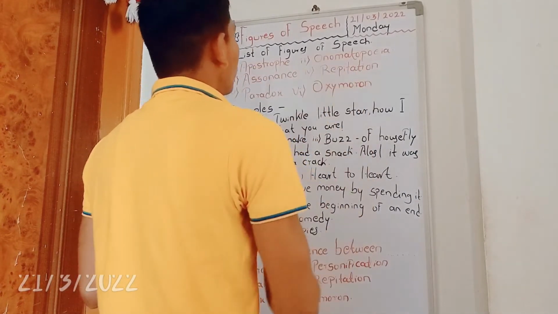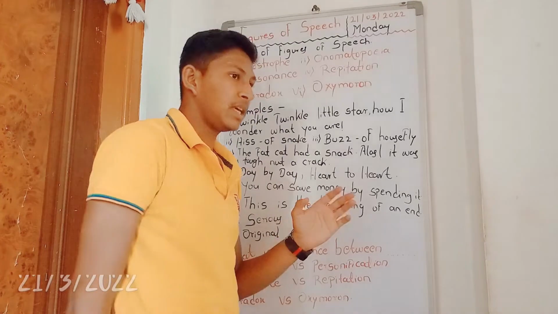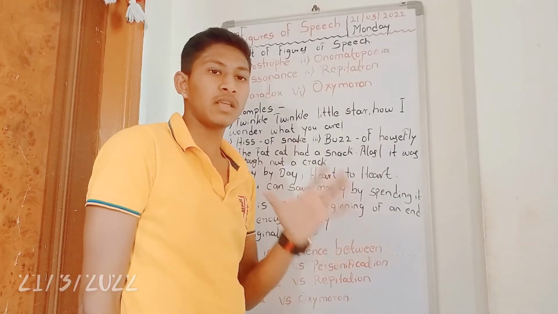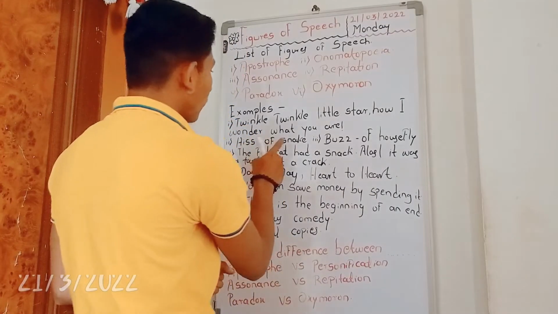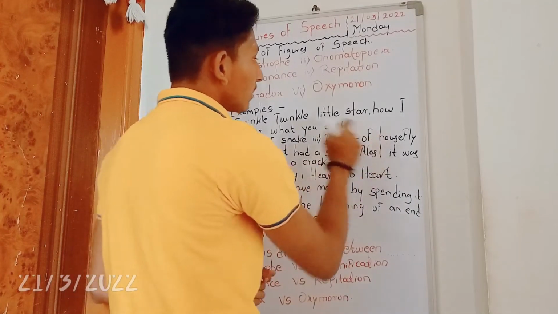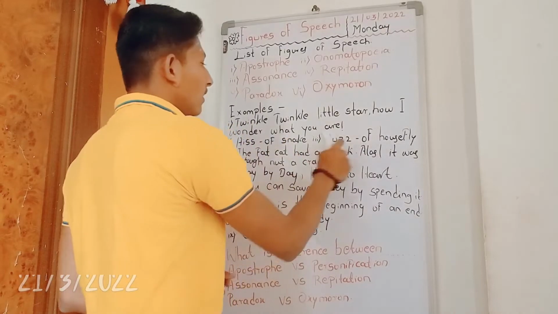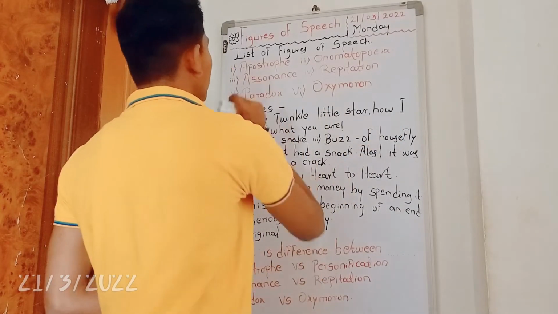Onomatopoeia is nothing but the sounds of animals or birds, that we call onomatopoeia, like the hiss of a snake, the buzz of a housefly.